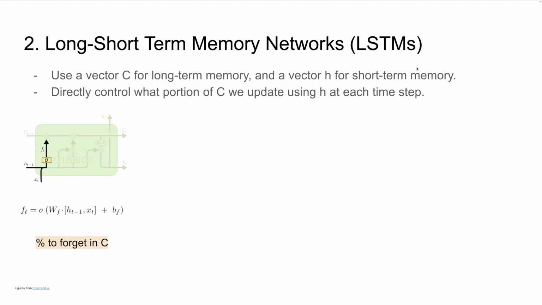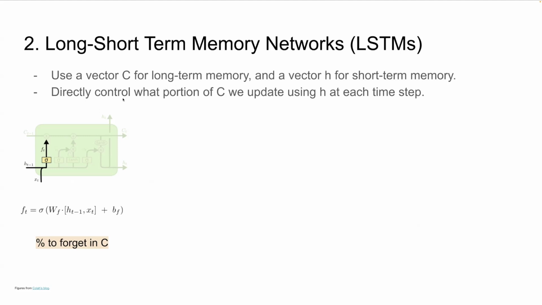So back to the RNNs. If we have this exploding or vanishing gradient problem, one solution is to add long-term memory into the RNN. This is called a long short-term memory network, or LSTM. In addition to the vector H, which we had before, which is intended more for short-term memory, we'll also introduce another vector C that's intended more for long-term memory.